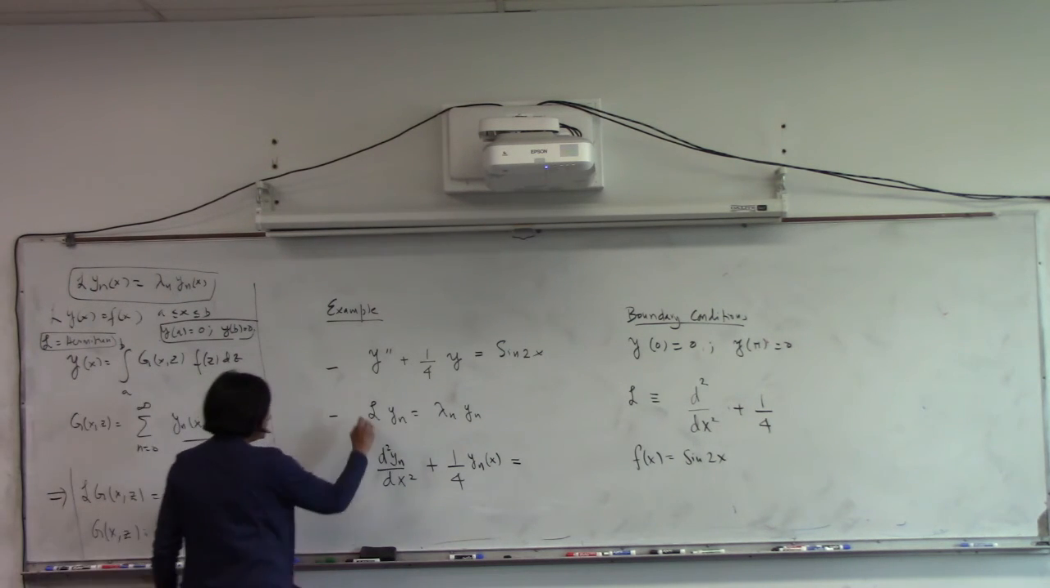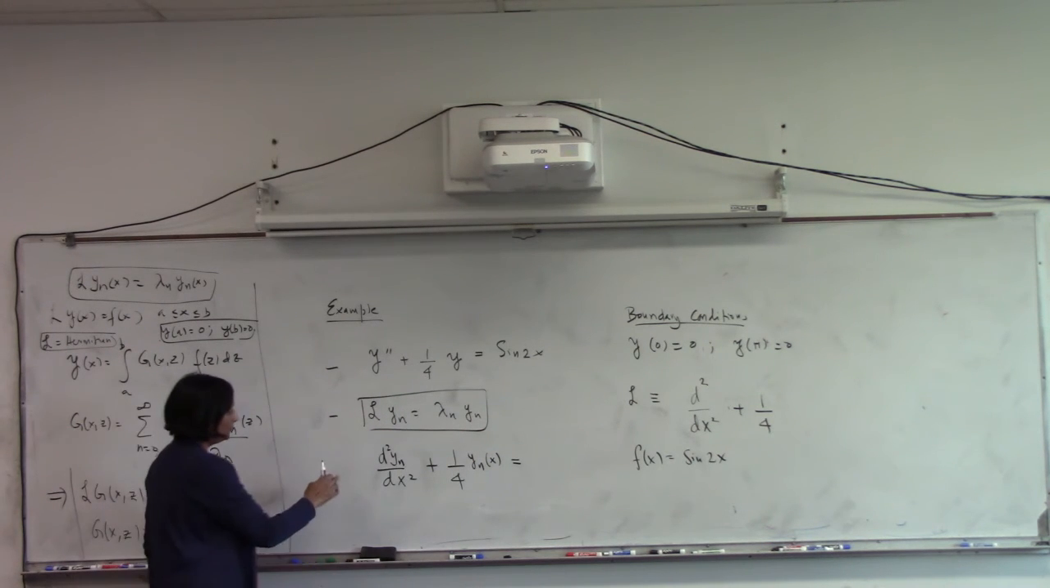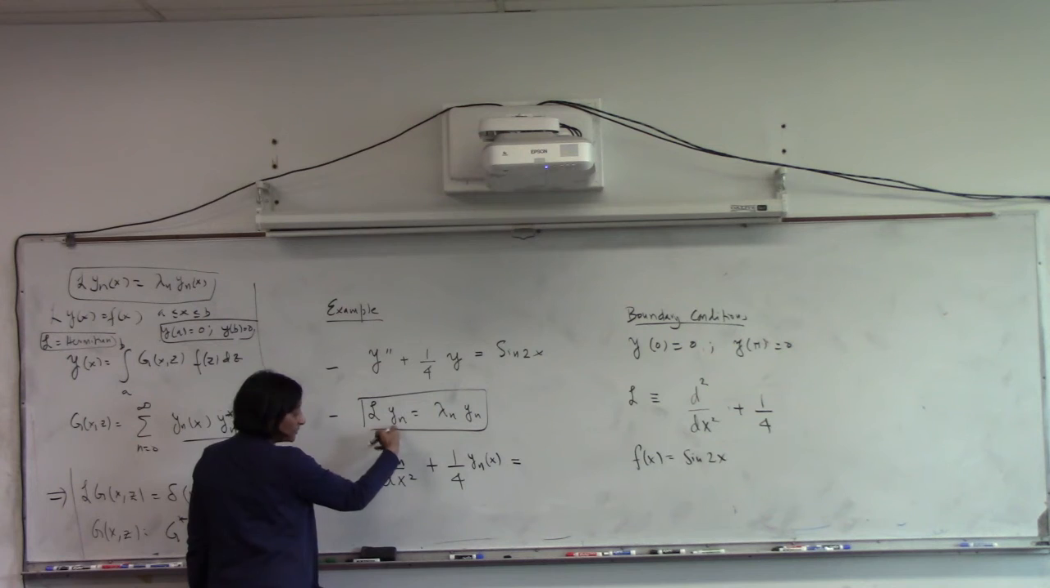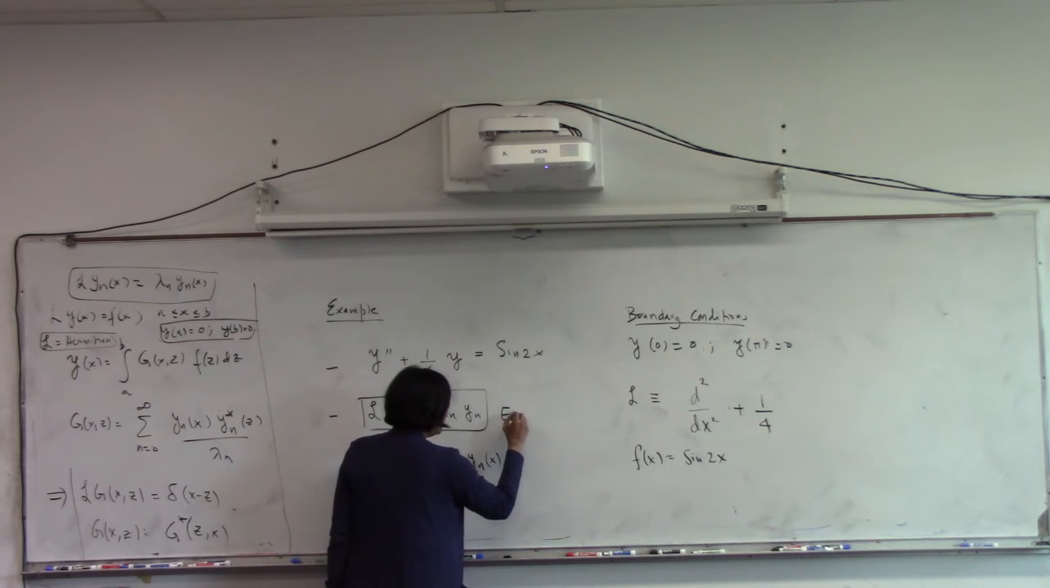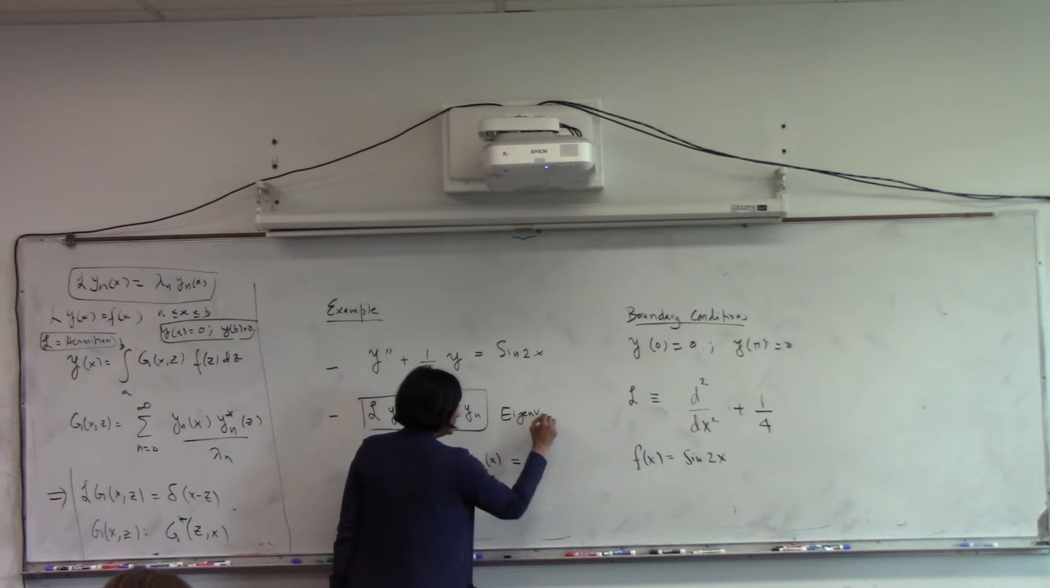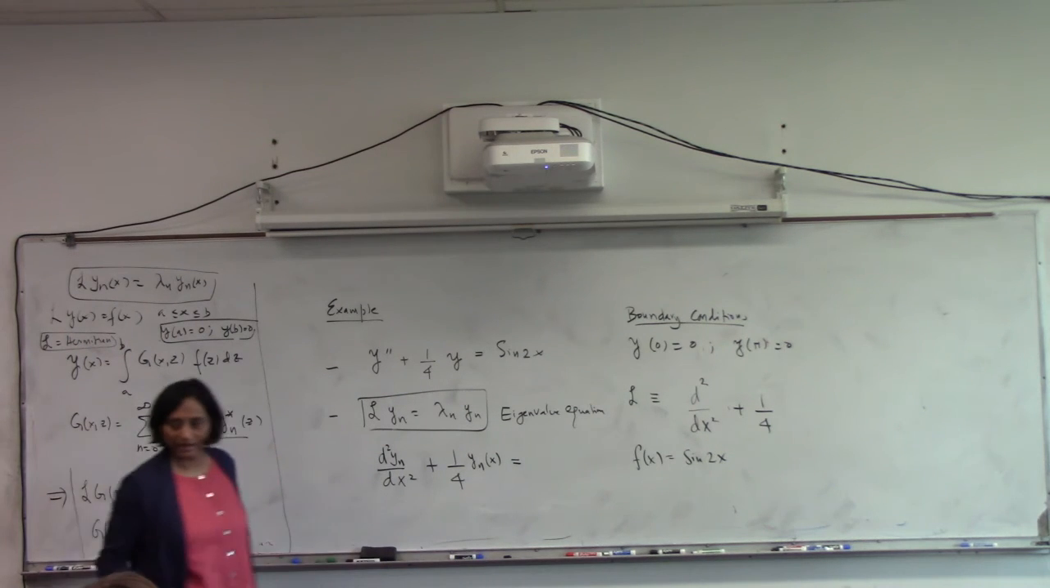So L is Hermitian, so I can construct an eigenvalue equation like this. Okay, and I'm going to write my solution in terms of this. What is the solution of the eigenvalue equation? So this is an eigenvalue equation. It's not your original inhomogeneous equation.